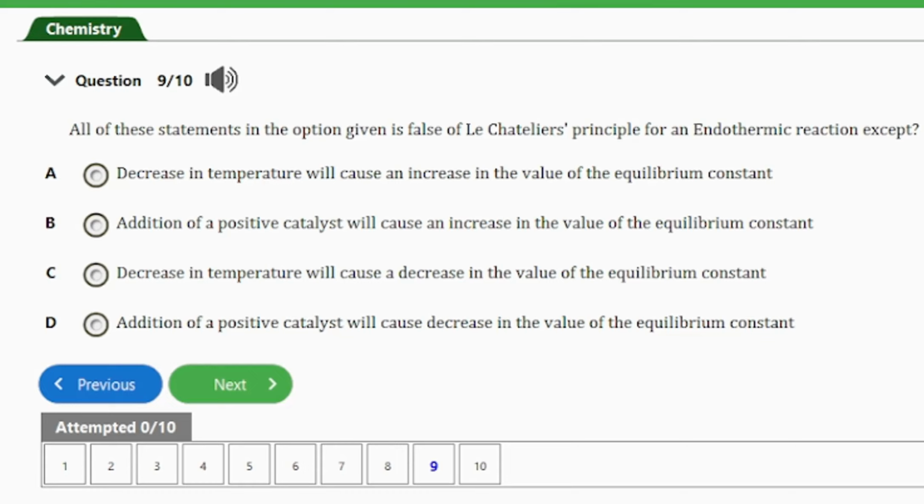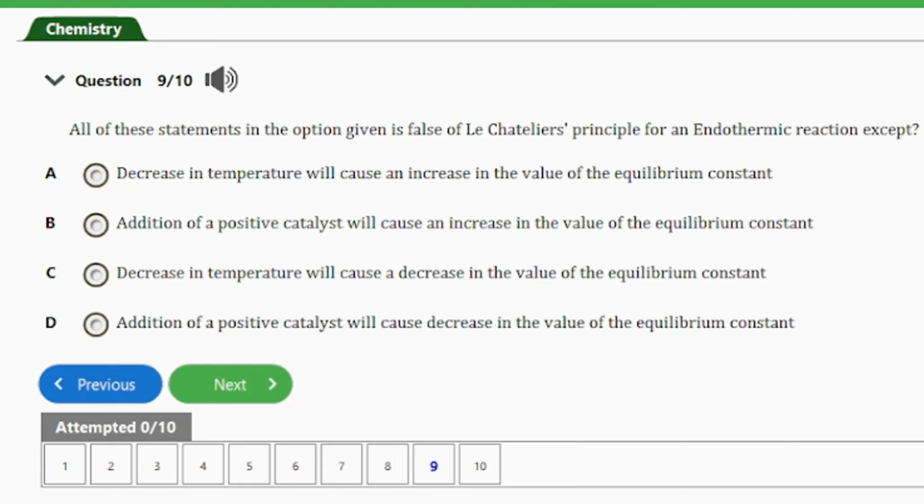Question number 9. It says all these statements in the option given is false of Le Chatélier's principle for an endothermic reaction, except A, decrease in temperature will cause an increase in the value of the equilibrium constant. B, addition of positive catalysts will cause an increase in the value of the equilibrium constant. C, decrease in temperature will cause a decrease in the value of the equilibrium constant. And D, addition of a positive catalyst will cause a decrease in the value of the equilibrium constant.